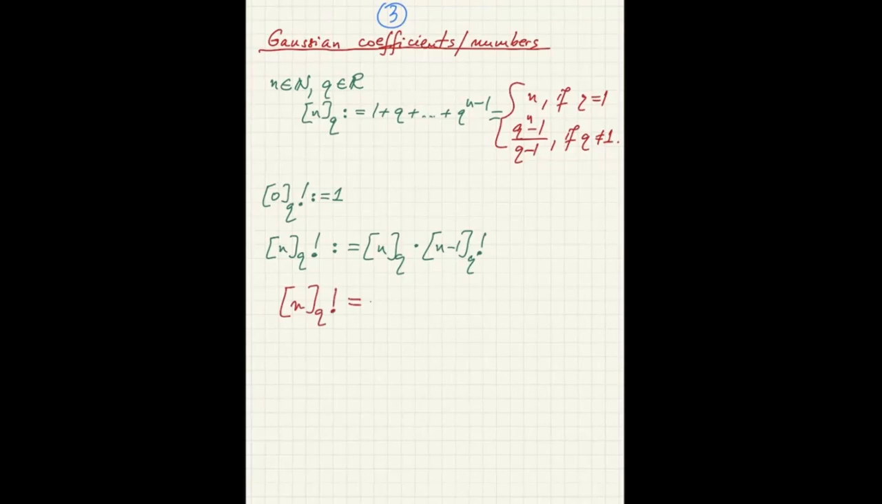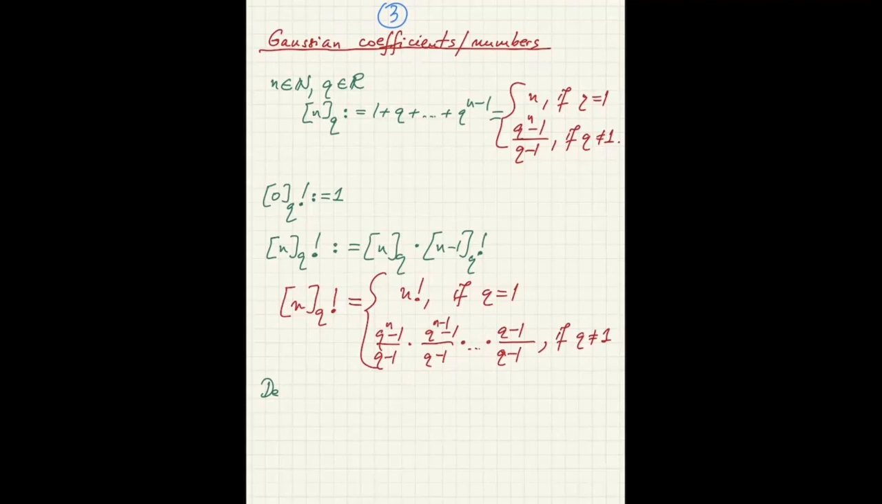Let's do it in two cases. It will be the usual n factorial if q equals 1. And otherwise, it will be something of the form (q^n minus 1) divided by (q minus 1) times (q^(n minus 1) minus 1) divided by (q minus 1) times all the way to the last one, which is (q minus 1) over (q minus 1), if q is not equal to 1. Okay, so these numbers will play an important role in the things that we'll be counting in a little bit. So what are we going to count? Another definition.